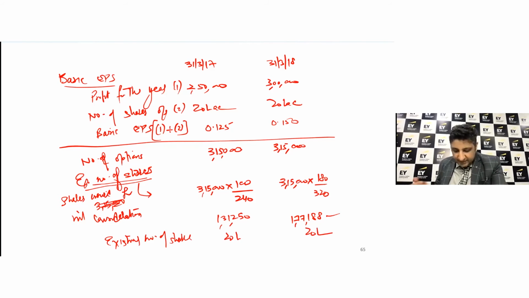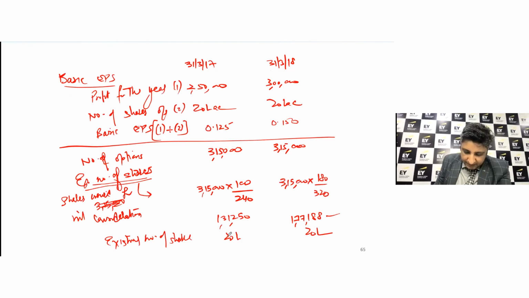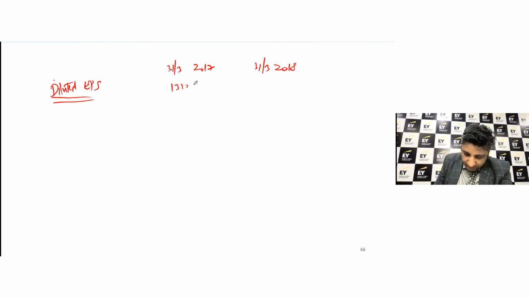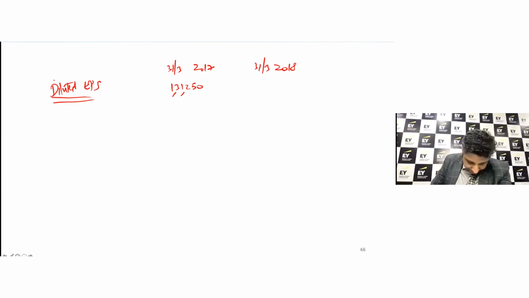And with that number, we can certainly calculate the diluted EPS, right? We can calculate the diluted EPS for the year ended 31st of March 2017 and 18 respectively. So we are given this amount of 131,250. The profit is of course 2,50,000 and 3 lakh respectively.